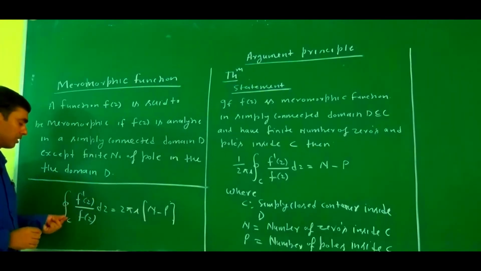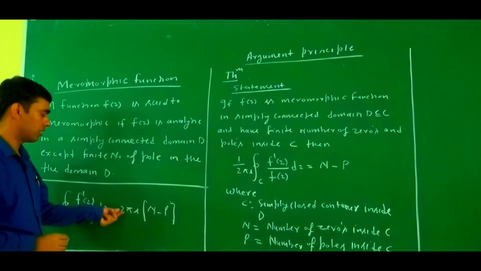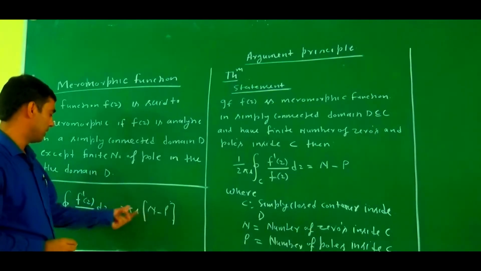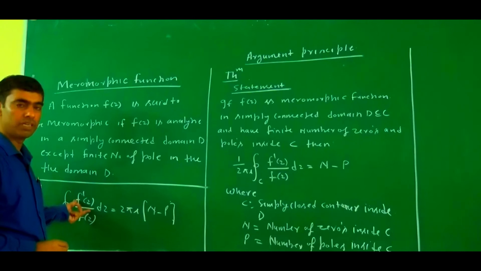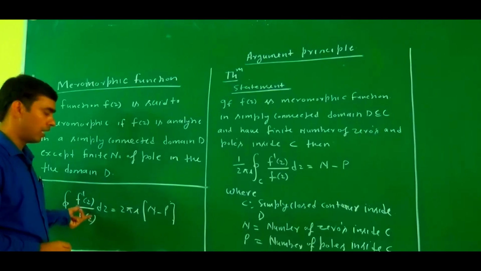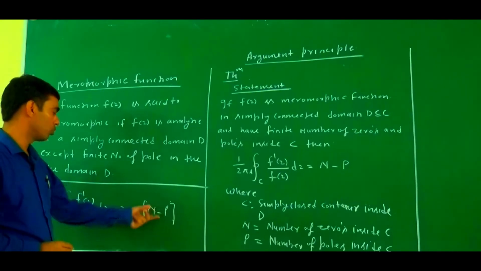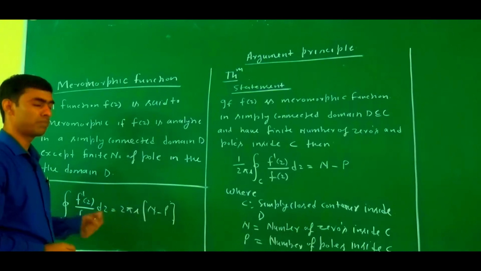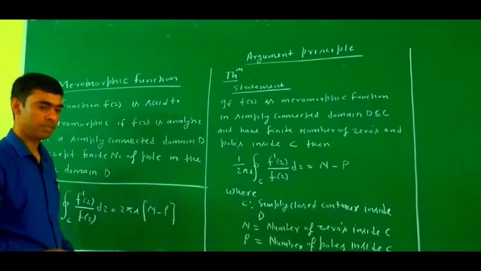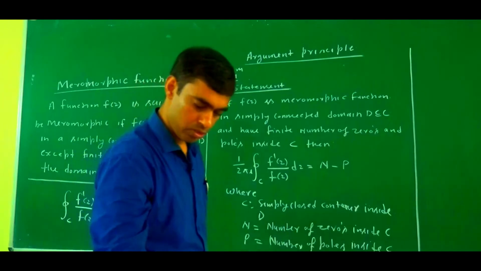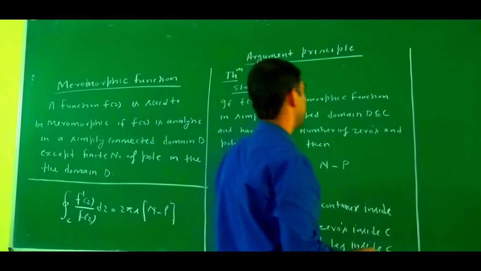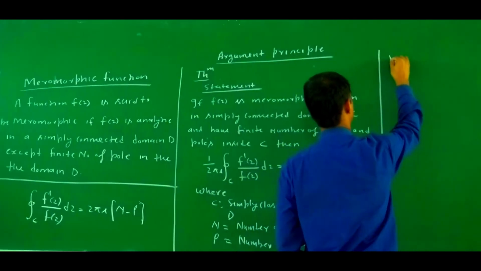What is the application of this? We are able to integrate if the function is given in the form f'(z) upon f(z). Then this is equal to 2πi times the difference between the number of zeros of f(z) and the number of poles of f(z), which gives the value of the integration. So how do we prove this?